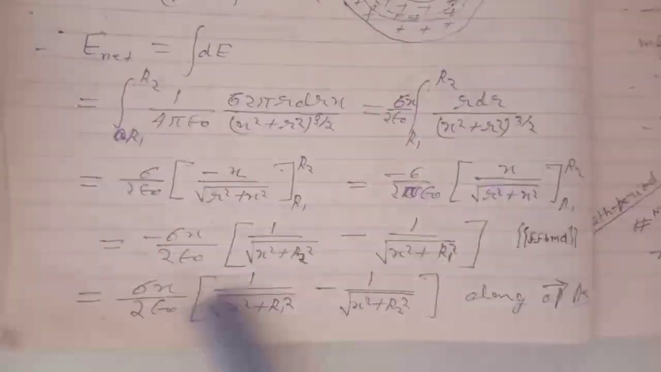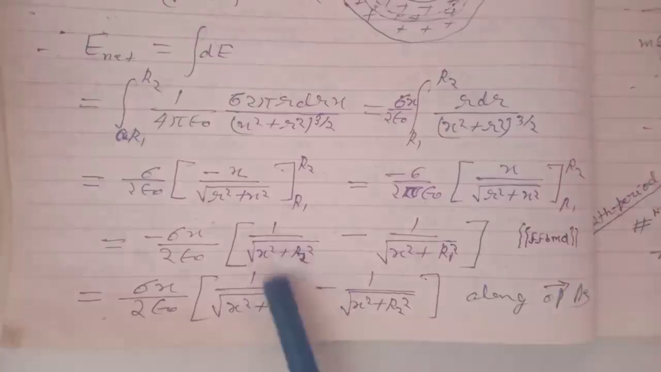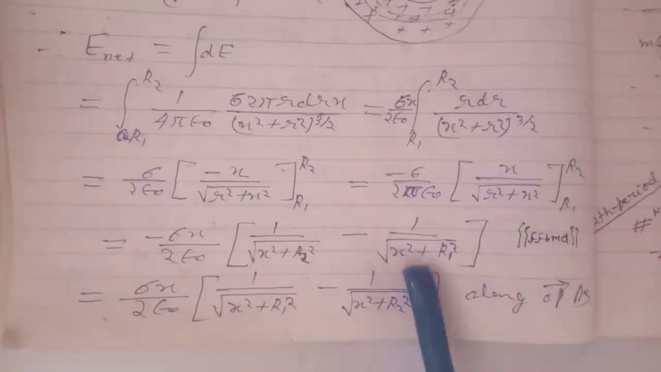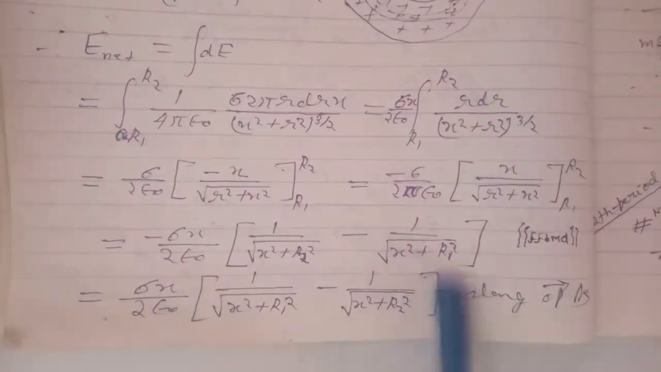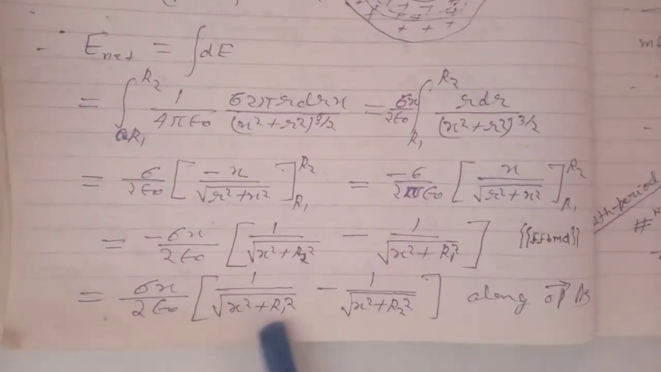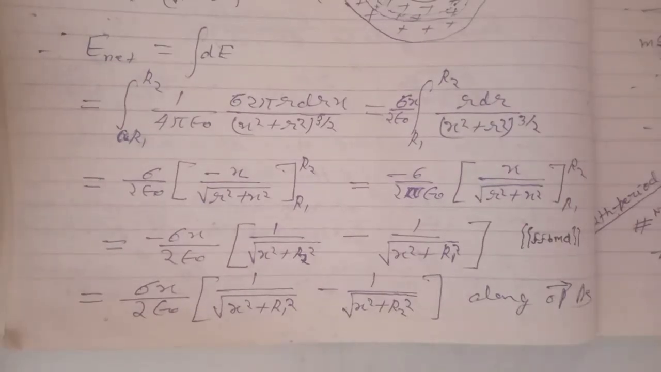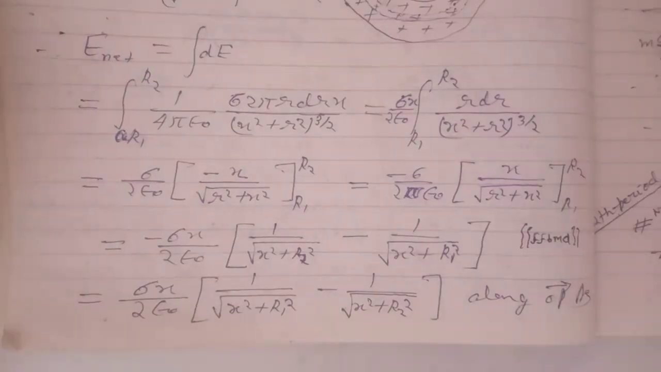Or minus sigma x by 2 epsilon naught, putting the limit, 1 by under root x square plus r2 square minus 1 by root x square plus r1 square, or sigma x by 2 epsilon naught, 1 by root under x square plus r1 square minus 1 by under root x square plus r2 square, along OP vector. Answer.